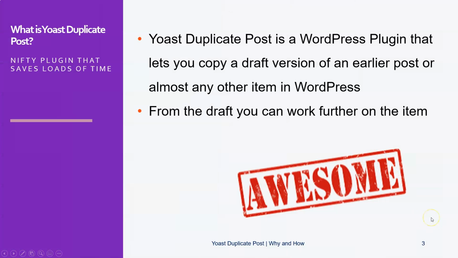So what is Yoast Duplicate Post? Well, it used to be called Duplicate Post, but Yoast has taken over this plugin recently, and it is a WordPress plugin that lets you copy a draft version of an earlier post or almost any other item available in your WordPress. The easy thing is you just check the post or page that you like and that is correct and is the right template for the new one, and you just copy it and work further from that item. And this will save you loads of time and prevent errors at the same time.